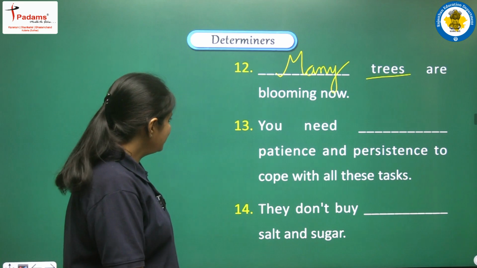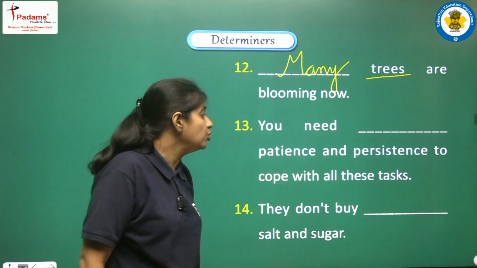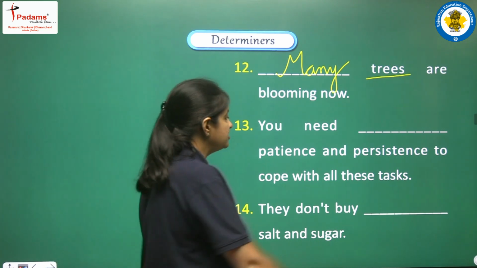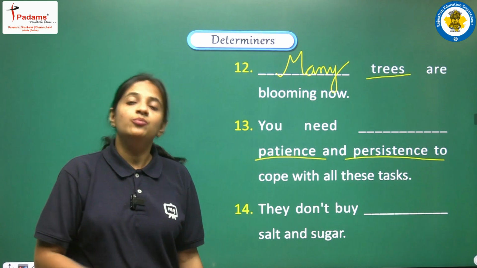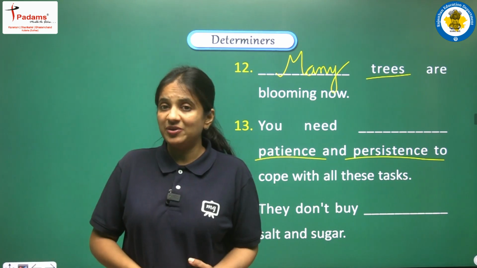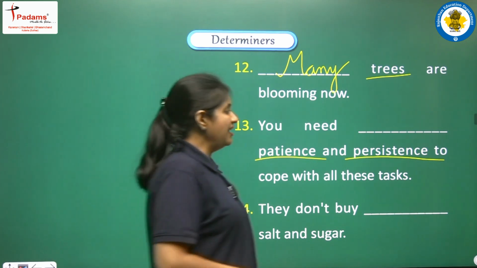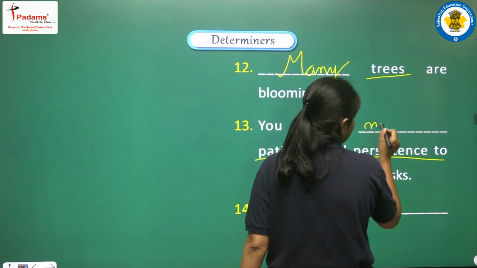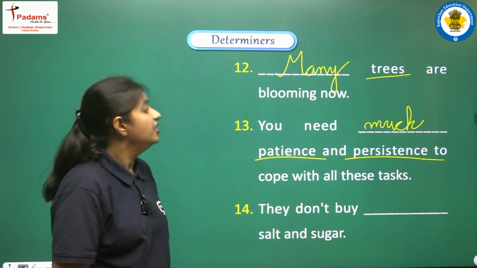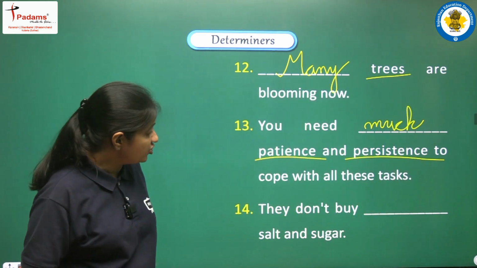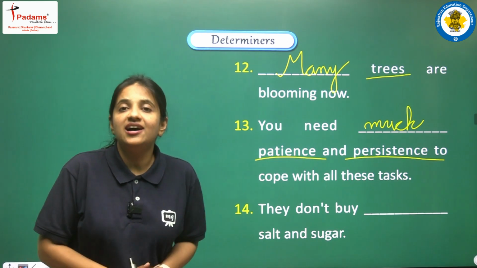Okay. Next, you need patience and persistence to cope up with all these tasks. So we are having patience, we are having persistence, both the nouns are uncountable nouns, right? We cannot count our patience. Okay. So yes, we are having uncountable nouns, and for that we have to write much here, and the complete sentence will be you need much patience and persistence to cope with all these tasks.